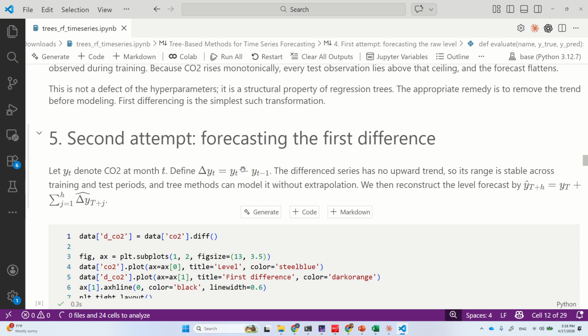Now the question that you might be asking is, okay, if I do that, how am I going to make a forecast, right? Because I'm finding now a model for the difference. It's going to predict the difference of the next period or next periods, right? So how do we handle that? Well, it's simple.